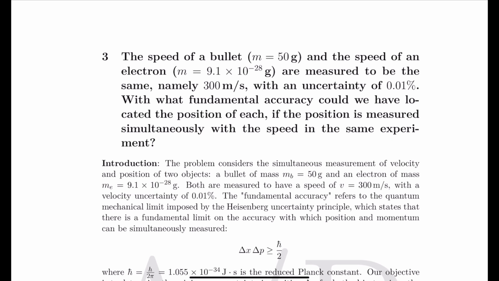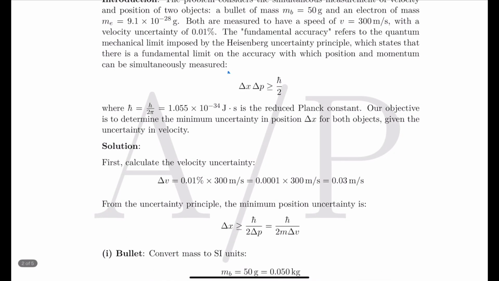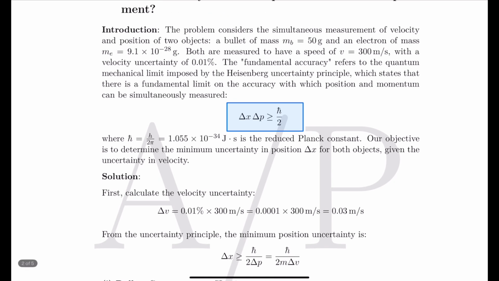So we know that this is a question which involves measurement of position and velocity. So we are going to use Heisenberg's uncertainty principle, which is delta x times delta p is greater than or equal to h bar by 2. So here is the basic introduction.